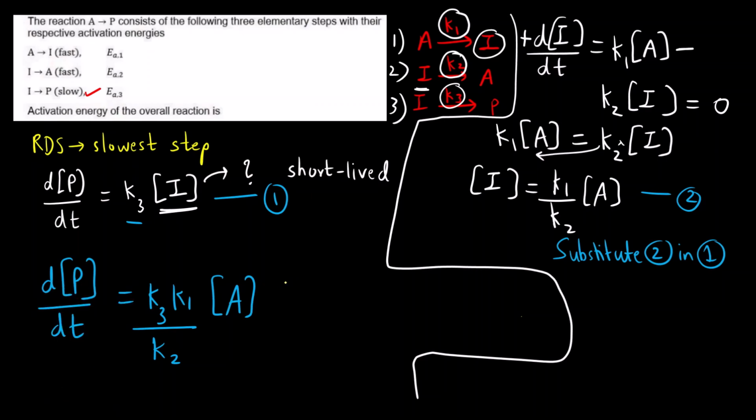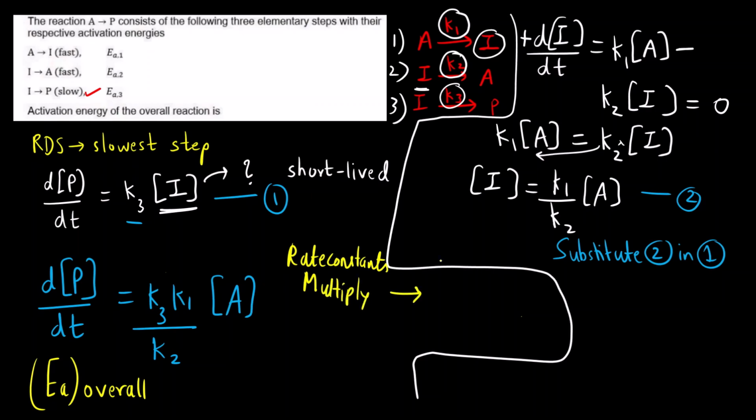Now always remember, to find out the overall activation energy, EA overall, whenever the rate constants are in multiplication, you add the activation energies, and whenever there is division in the expression of the rate constant, for EA you subtract. If it is multiply, you add. If it is divide, the activation energy will be subtracted.